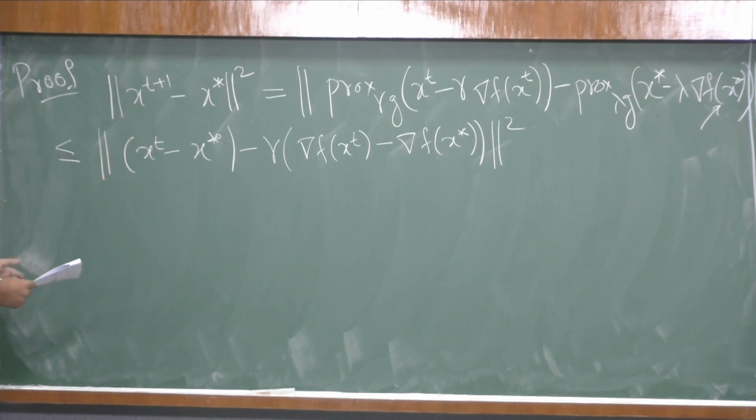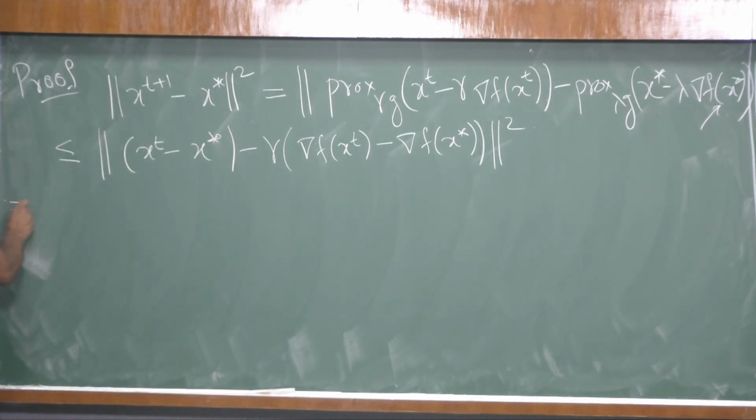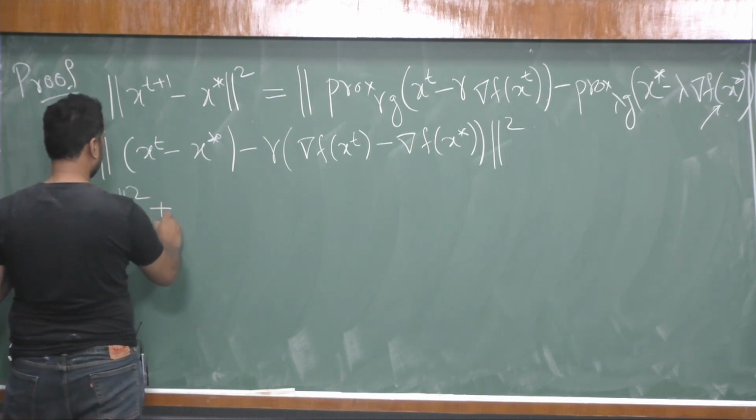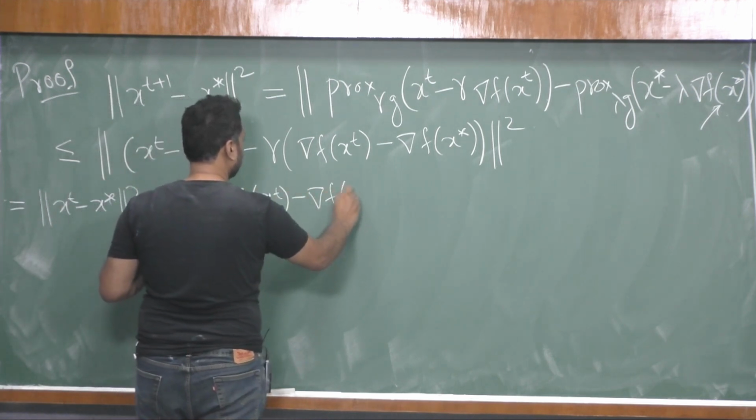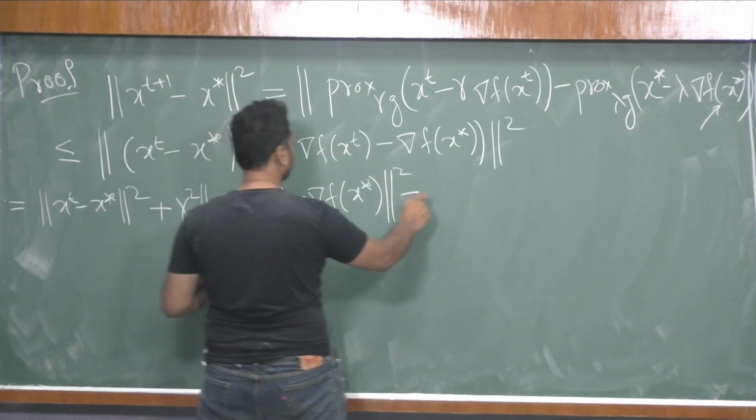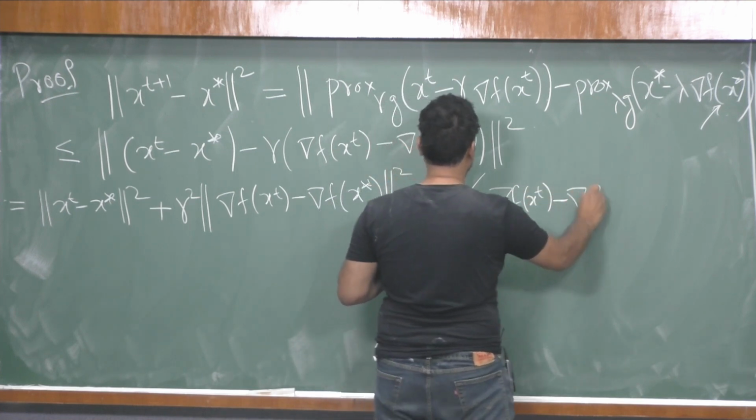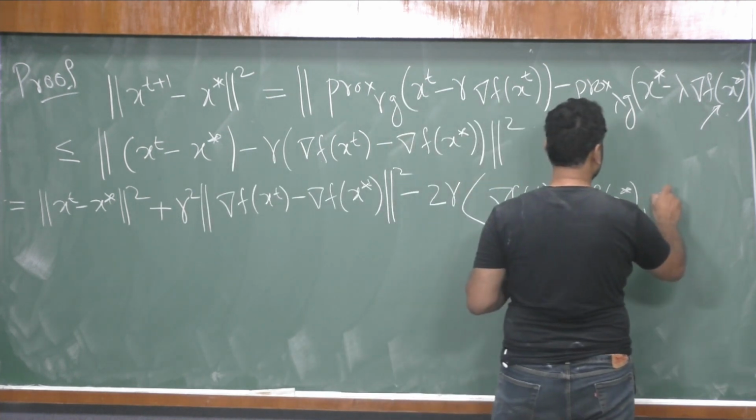And we bring these terms now. Okay, from here we come here now. And then we do this expansion now, a plus b form. So this is our a, this is our b. So this is equal to norm of xt minus x star whole squared, plus also take the b part, gamma squared norm of grad f xt minus grad f x star squared, minus, and then 2ab form. So 2 gamma, let us keep it out, and this is the inner product of grad f xt minus grad f x star with xt minus x star.